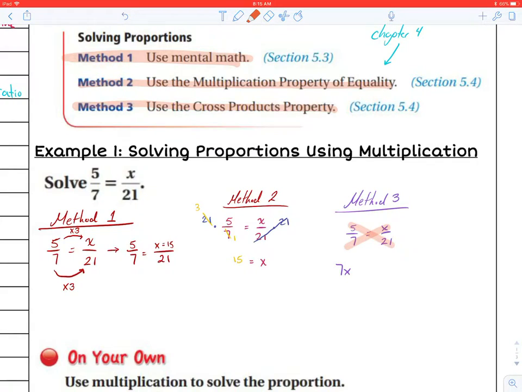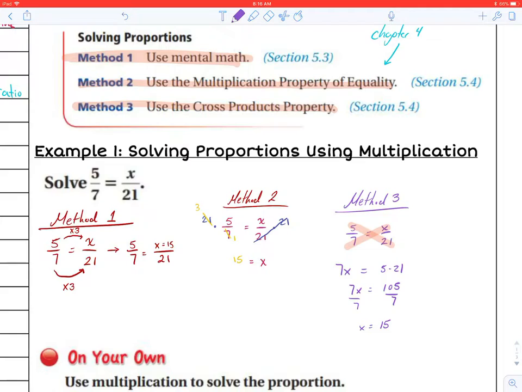Notice that this is called a cross product because we're multiplying the numbers across from each other. To multiply is to find the product, so we call that a cross product. 7x equals 5 times 21, which equals 105. And then you would divide both sides by 7. And we've already solved out that x is equal to 15.